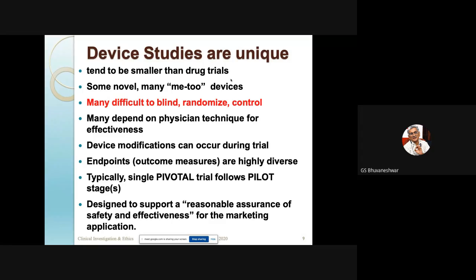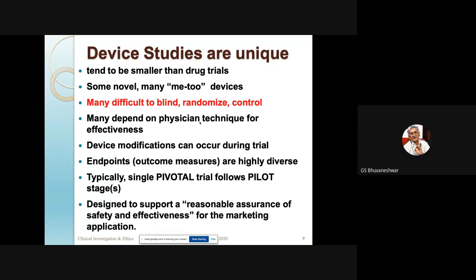Some of the studies may be very novel, particularly the new Me Too devices. But one of the problems is that many device studies are difficult to blind. I don't know if you're all familiar with blinded studies, randomized controlled studies, and so on. I won't go into those definitions. I think I can take them up during question answers if somebody is really interested.